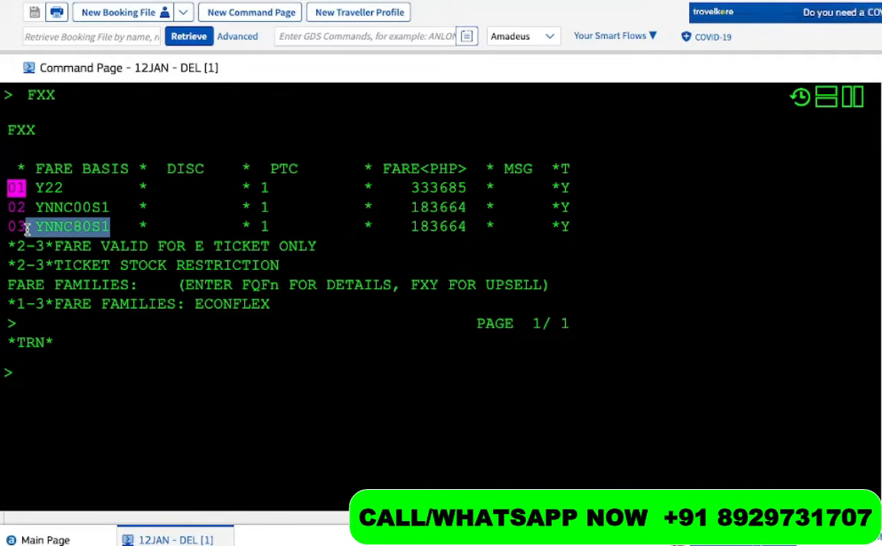Now the point here is that we have 3 different fares on this. When we ran this command FXX, we have got 3 different fares. One is this, other is this, and third is this. There are 3 different fare bases, and there are different fares that we have.